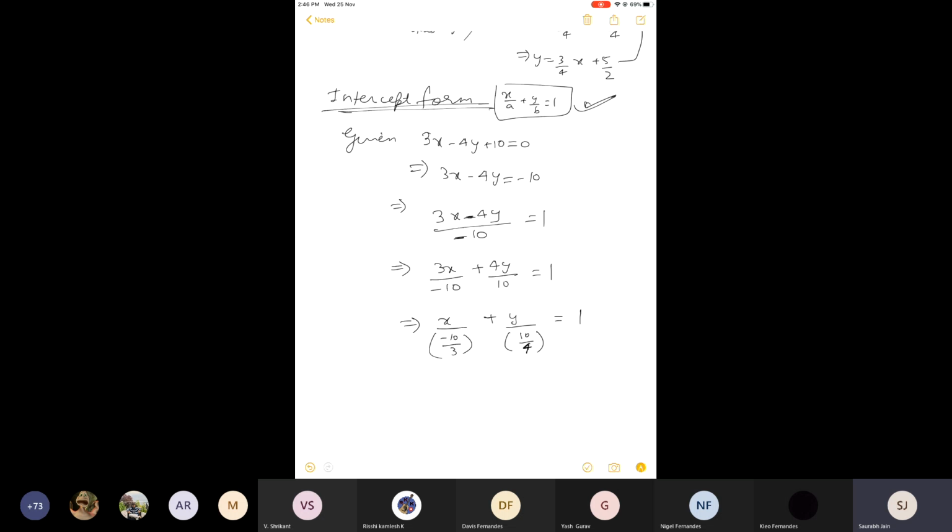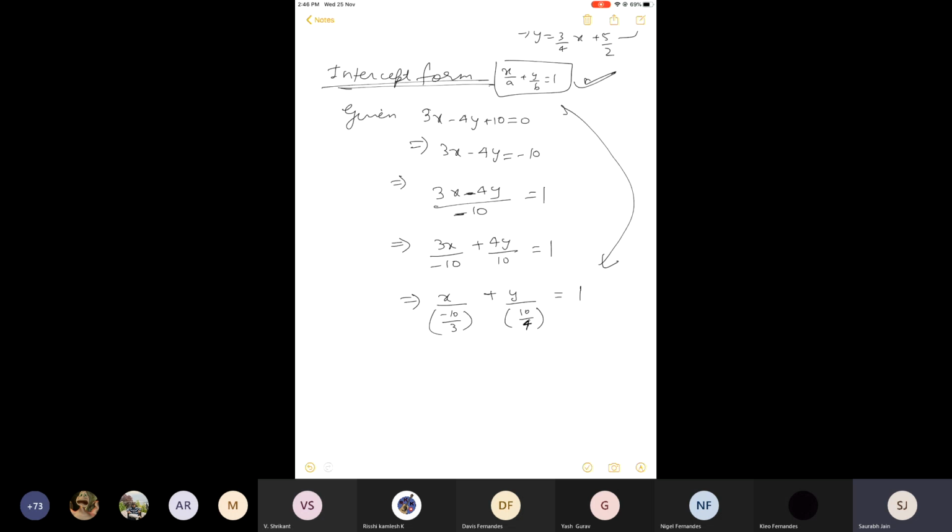Why am I doing it like this? Because I want to compare it with the general form. So you can see clearly that the x-intercept of the line, which is a, if you remember, is -10 by 3, and y-intercept is 10 by 4. Simple.